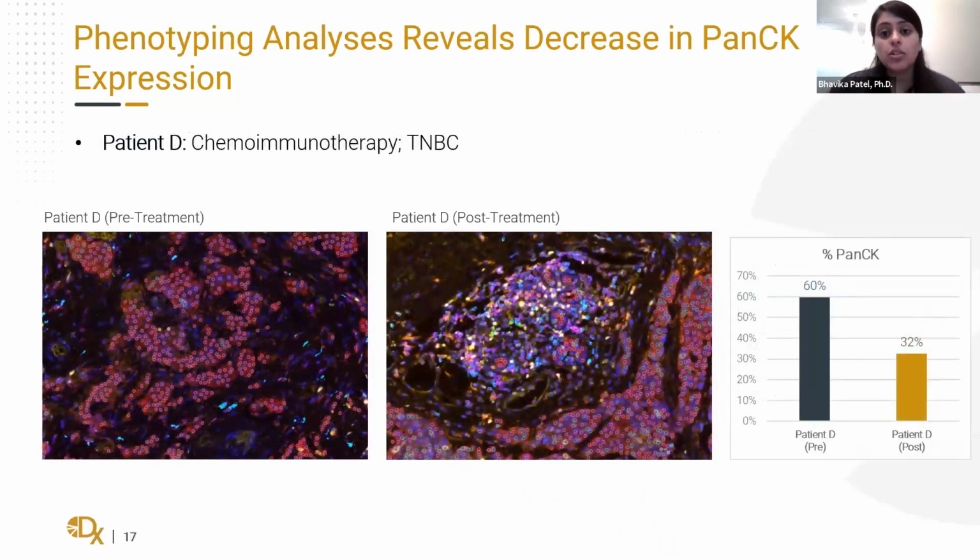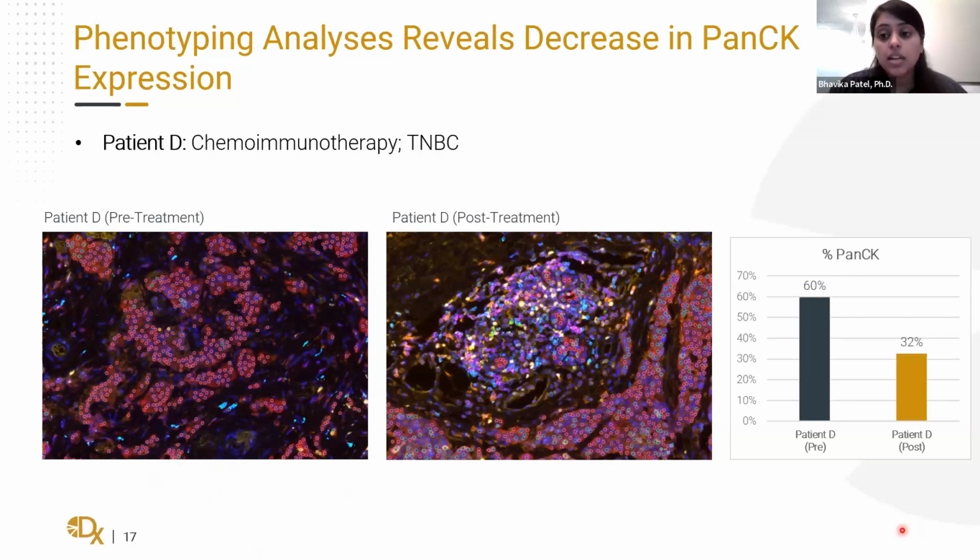Lastly, patient D also showed a significant decrease in pan-CK positive cells. As a reminder, this is our triple-negative breast cancer patient treated with radiation followed by chemoimmunotherapy. The pre-treatment biopsy shows many pan-CK positive cells indicated by the red dots on this image. These results suggest that although this tumor was quite aggressive, we see a decrease in the number of tumor cells post-treatment. Also, what is interesting about patient D is it had almost 50% reduction in pan-CK intensity post-treatment compared to patients A and C, which were HER2-negative tumors.